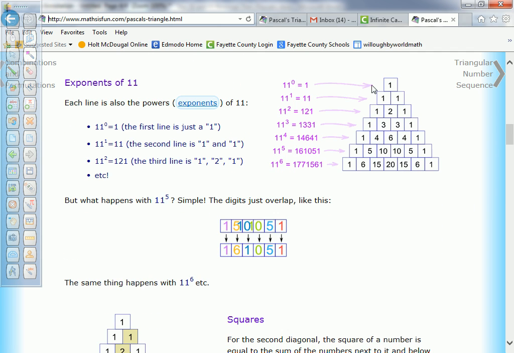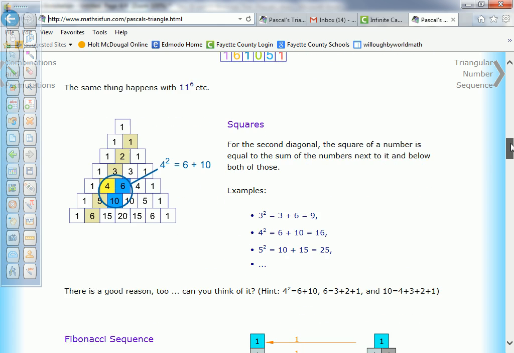Another cool thing, we can also think of it as 11 raised to a power. So 11 to the 0 is 1. 11 to the first is 1, 1. 11 squared is 1, 2, 1. 11 to the third is 1, 3, 3, 1. Yes, it is. All right.